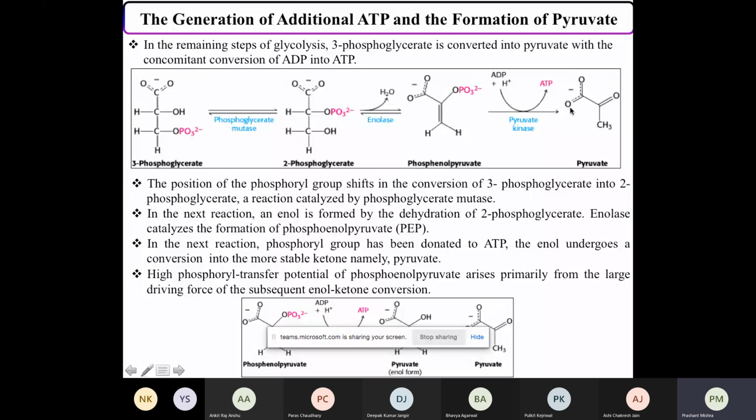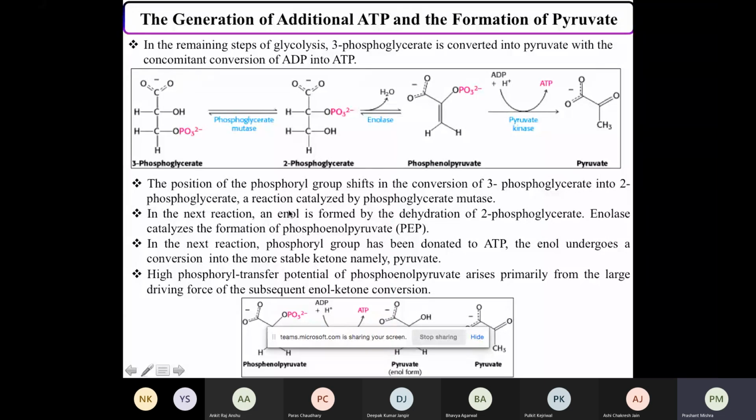So at the end you get a molecule of pyruvate. A phosphoryl group is being transferred, and this phosphoenolpyruvate becomes pyruvate. So this is the end reaction of glycolysis. In glycolysis, you have formed 2 molecules of pyruvate starting from 1 molecule of glucose.